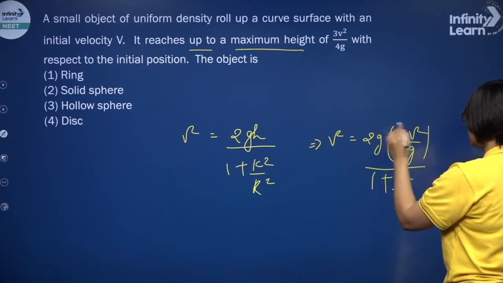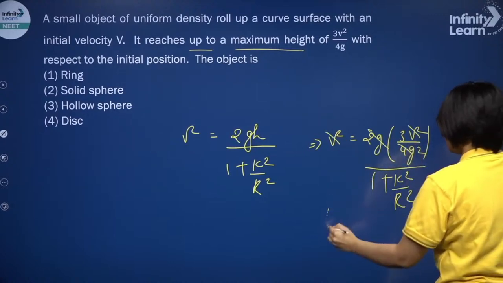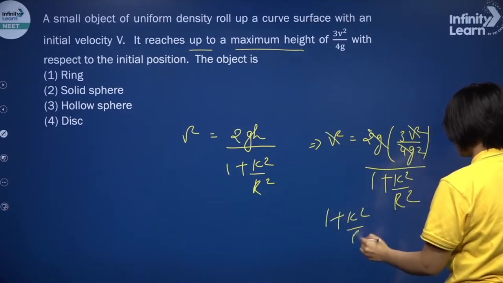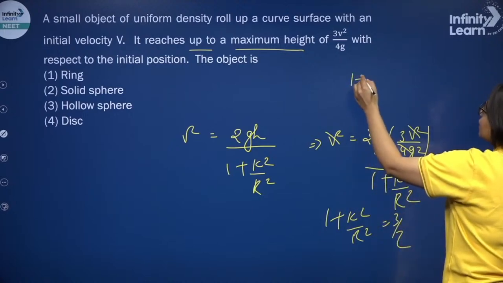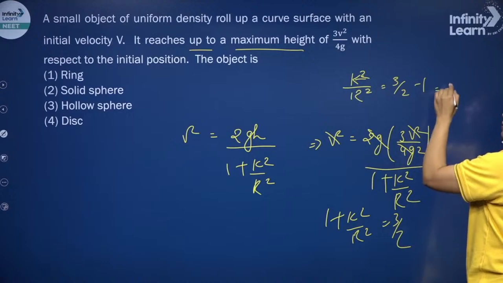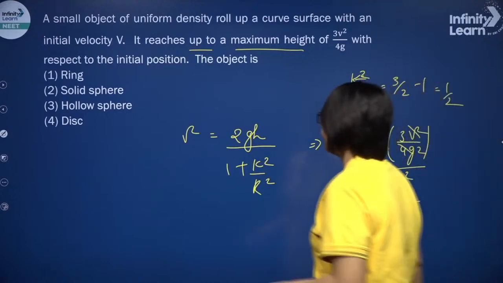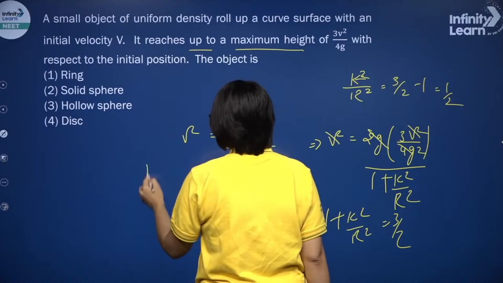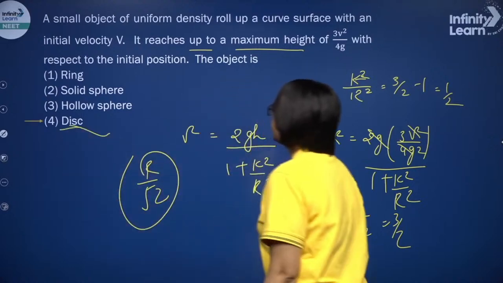So this will give you 1 plus k square upon r square as 3 by 2. So k square upon r square is 3 by 2 minus 1, which is 1 by 2, and k square is r square by 2, and k is r upon root 2. So the radius of gyration is r upon root 2 for a disk, right? So the correct answer is option 4.